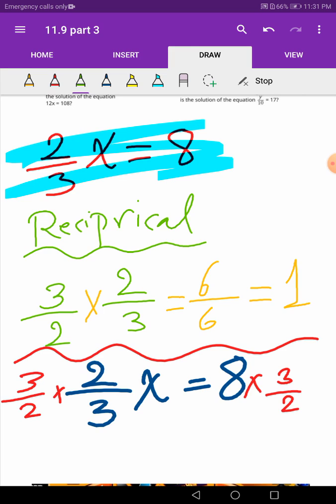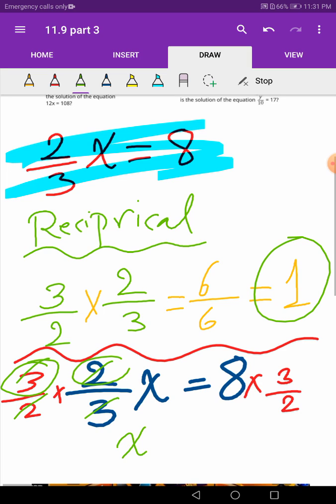Now, 3 times 2 is 6, and 2 times 3 is also 6. So we have 6 over 6, which equals 1, as we did here. So we will get the x by itself. And also, you can do it this way. You cancel the 3 with the 3, because 1 is up, 1 is down, and the 2 with the 2. What do I have left here? We have x. Again, if you don't want to do it like this, it's okay.